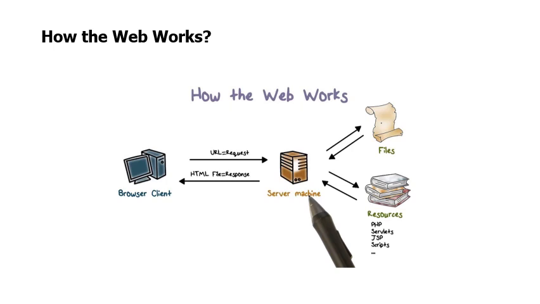This is a pictorial representation of how the web works. Let us consider this as a client machine, where the client will request the server using a URL. The server machine will search for the files and resources based on the URL given by the client. Then the server will respond to the client with the response. This is how the web works, and how the request and response are attained.